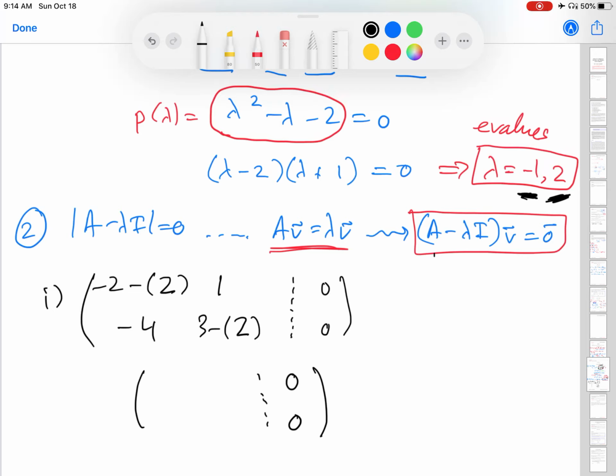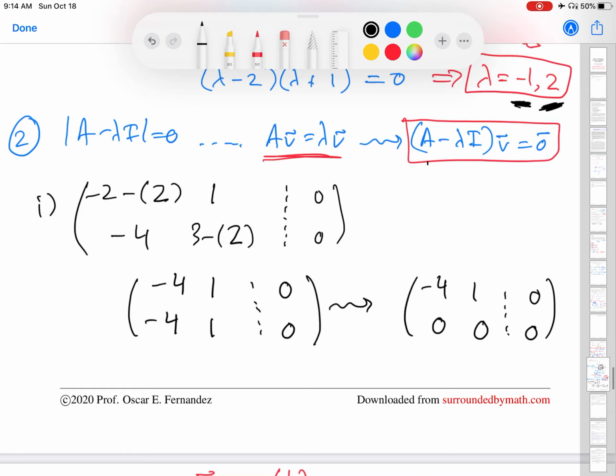So now I have -2 minus 2, that's -4. Keep my 1, -4. And then 3 minus 2, that's 1. And so again, you can zero out this second row by just multiplying the first row by -1 and then adding it to the second row. And that leaves this first row. So if I take this row and write it back out as a system, minus 4v1 plus v2 equals 0. I will confess I have a little bias against fractions, so I am not going to solve for v1. I'm going to solve instead for v2.